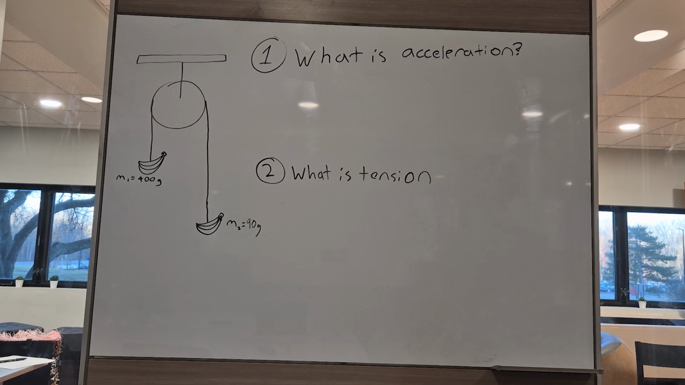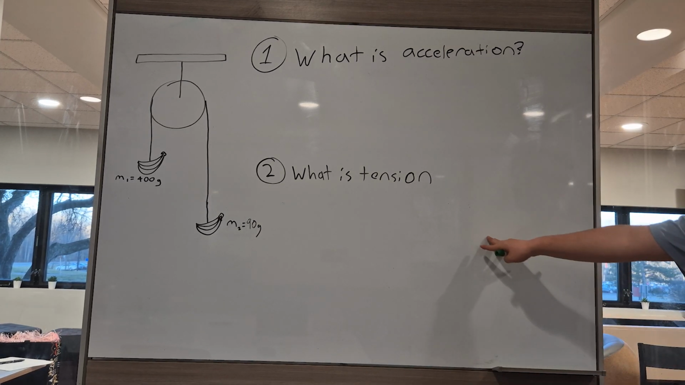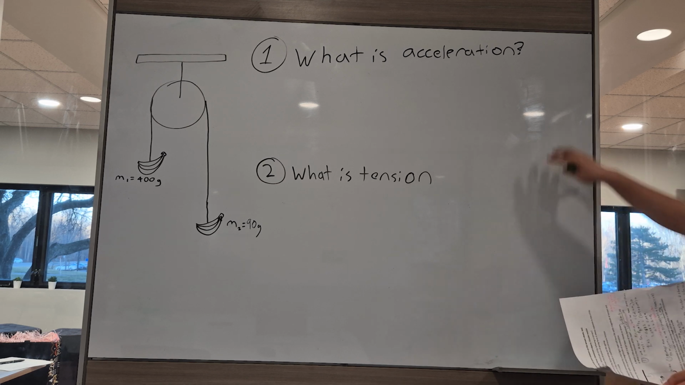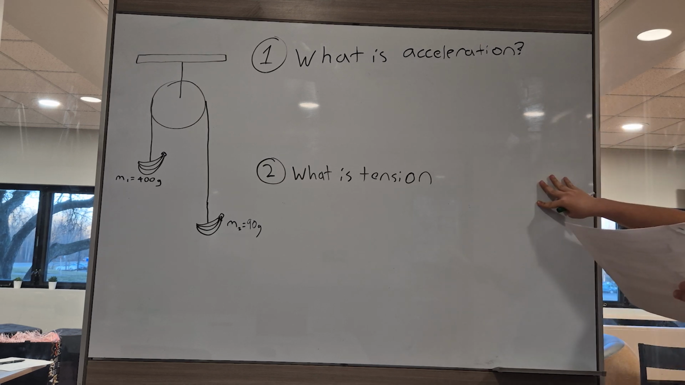Okay, so we're given two bananas, one with a mass of 90 grams and the other with a mass of 400 grams. And we need to find our acceleration and our tension.